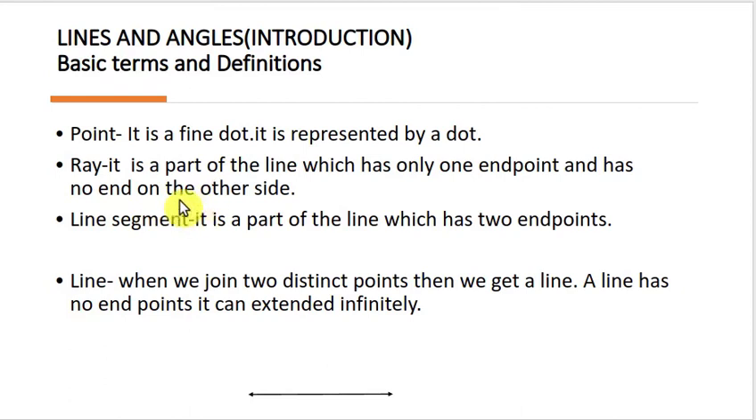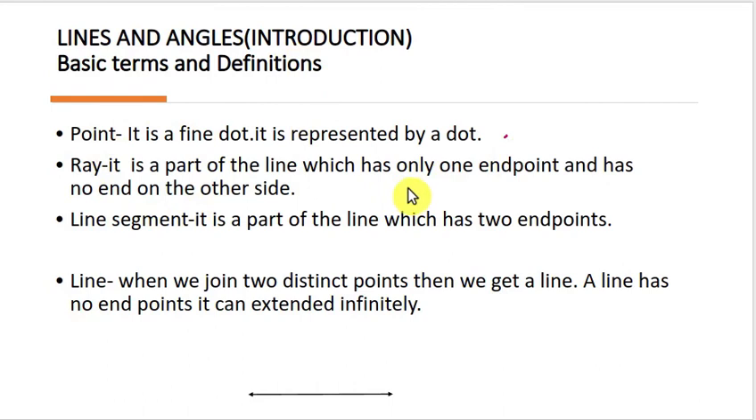Today we are going to learn about lines and angles. Before going to this chapter, let us recall some basic terms and definitions. First, point. It is a fine dot. It is represented by a dot.